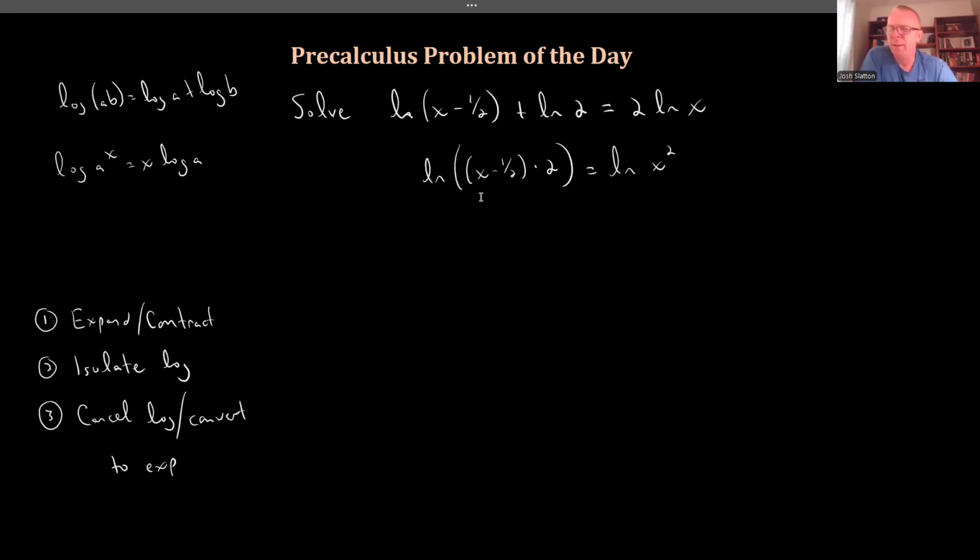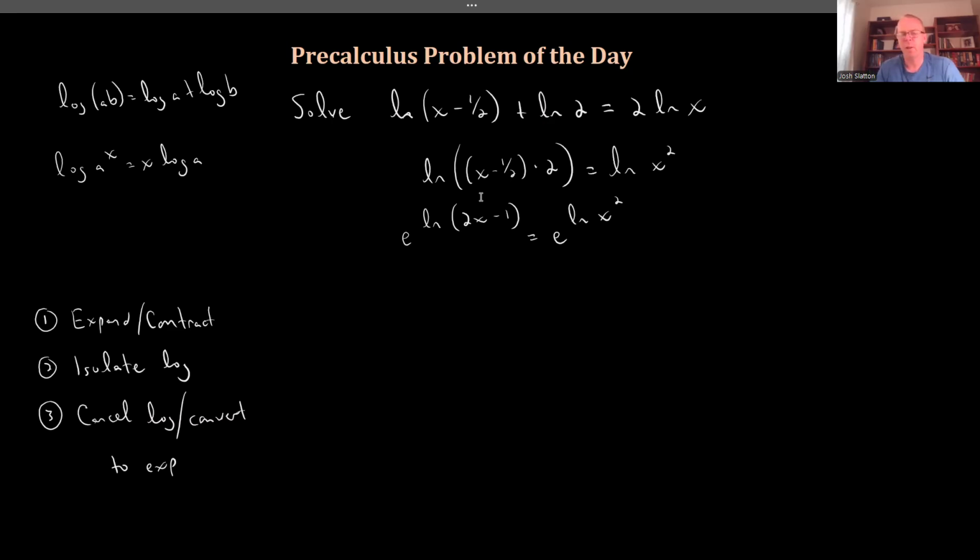Now, I always say this is not technically correct, but this is what I say. At this point, you can cancel the logs. You're not really canceling the logs. The step you're really doing is this. Now we'll multiply this out. So we have 2x minus 1 equals e to the ln x squared.